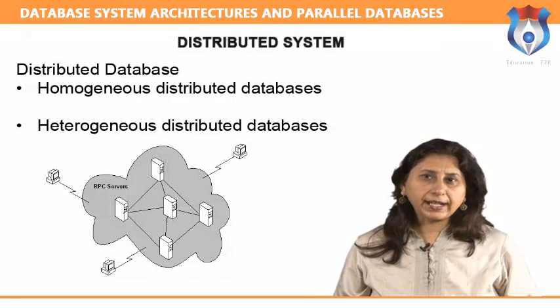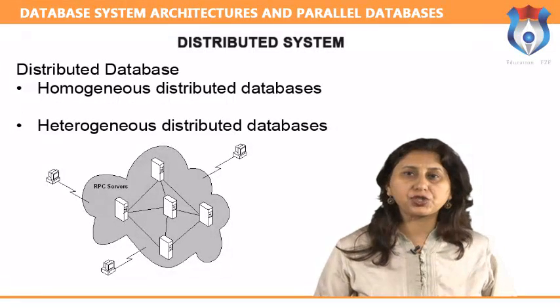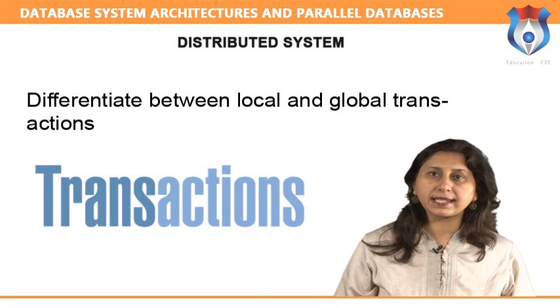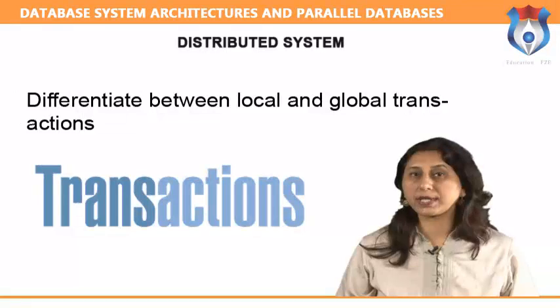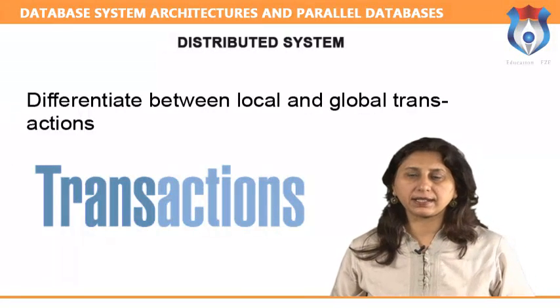A local transaction accesses data in the single site at which the transaction was initiated. A global transaction either accesses data in a site different from the one at which the transaction was initiated or accesses data in several different sites.